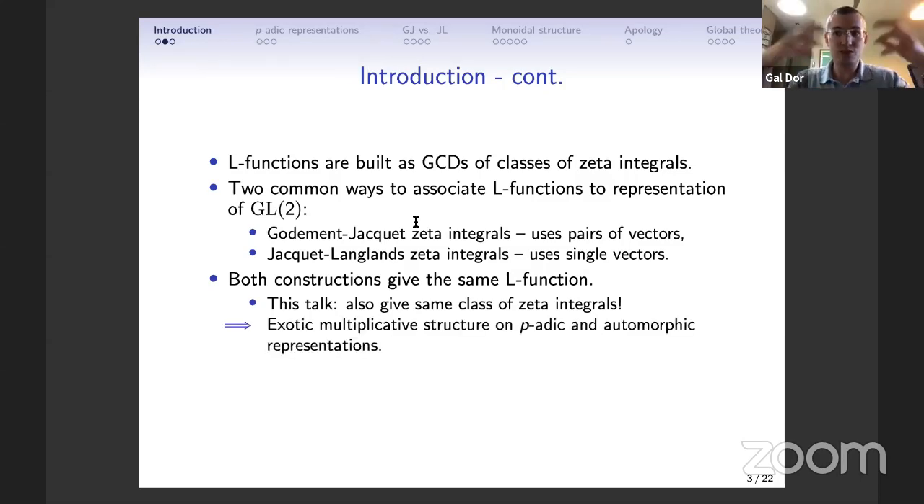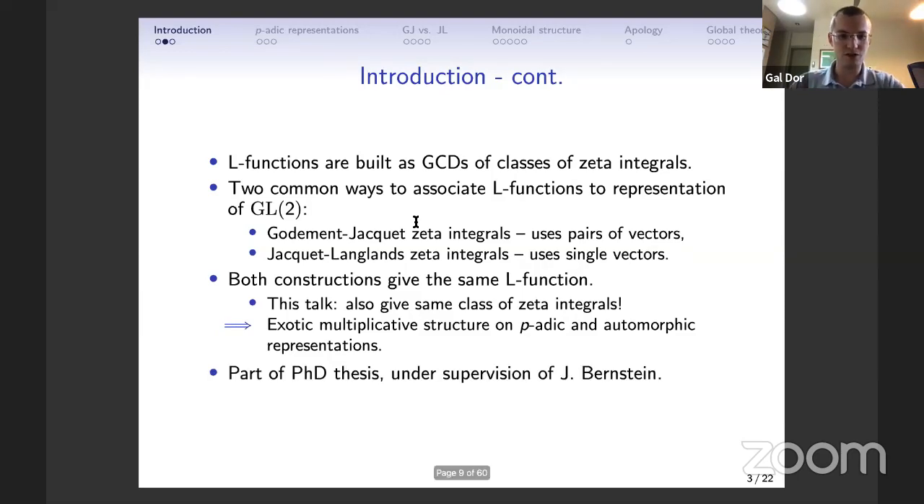And what's going to happen is that once I do that, I'll get some really interesting things that just pop out of nowhere, unprompted, without my putting them in. One example that we're going to be spending a lot of time on is this: if you have a class of zeta integrals that's parameterized by pairs of vectors and another class that's parameterized by single vectors, and you have a correspondence between them, then that means you have some kind of bilinear correspondence, a multiplicative action. And this will turn out to induce some exotic multiplicative structure on both p-adic and automorphic representations. That's going to be the main focus of this talk.